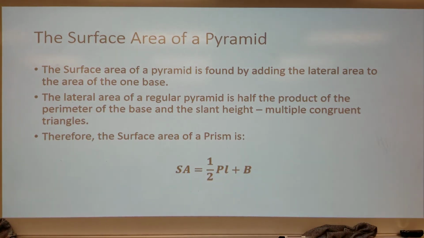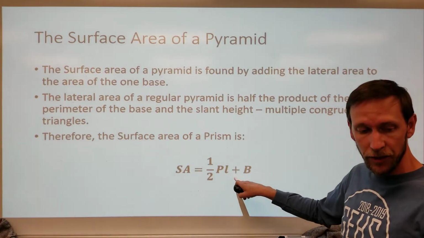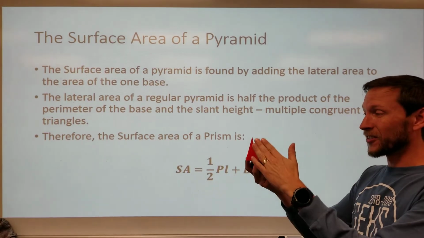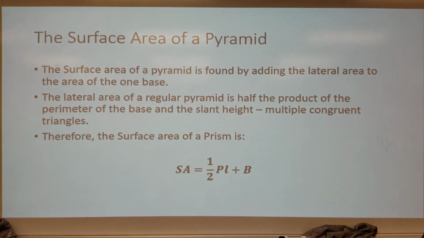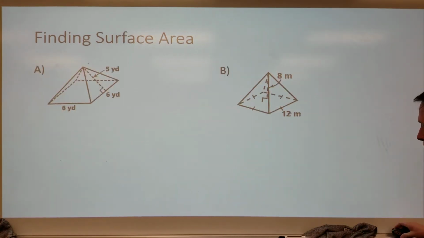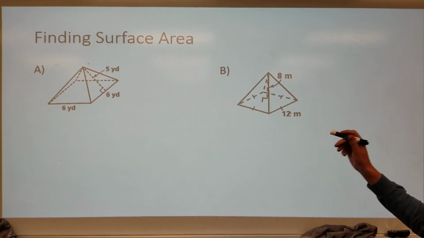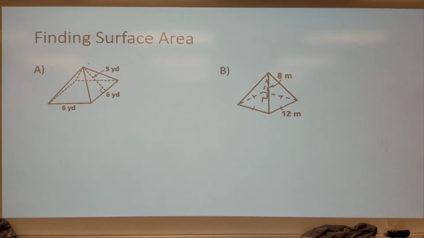But the surface area of our pyramid is going to be found by taking 1/2 times the perimeter of the base times the slant height, not the height of the pyramid, but the height of the triangular faces on the sides, the slant height, plus the area of our base. All right, and so let's go ahead and do this. I have 2 square pyramid examples that we are going to wrestle with here.